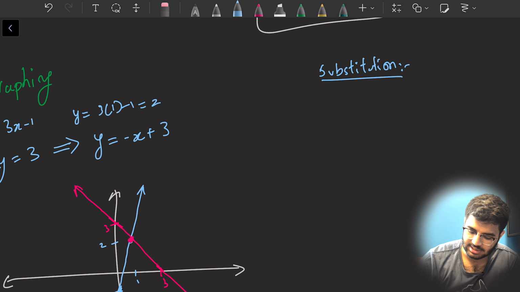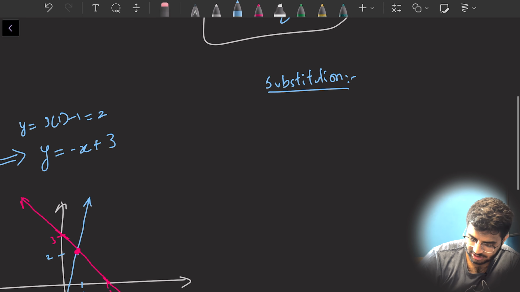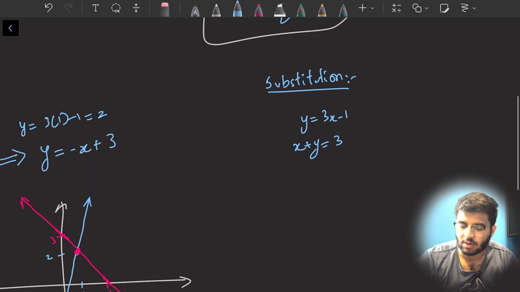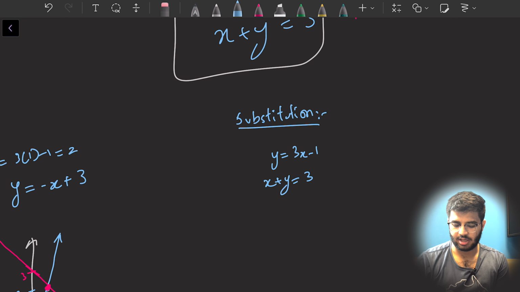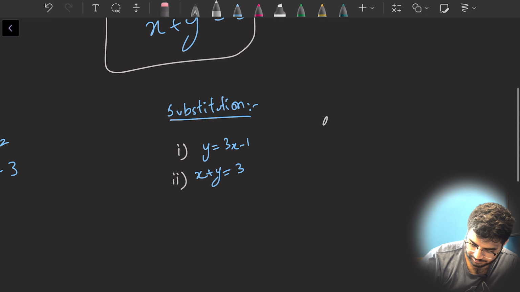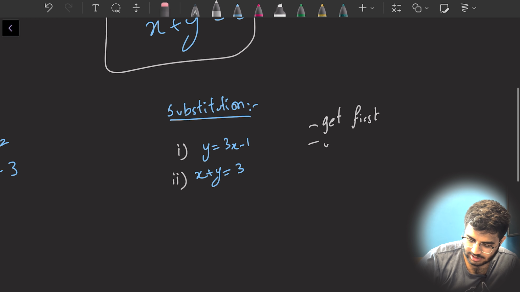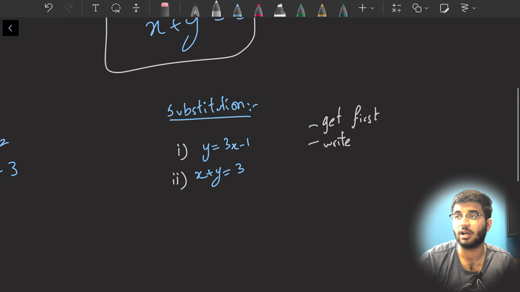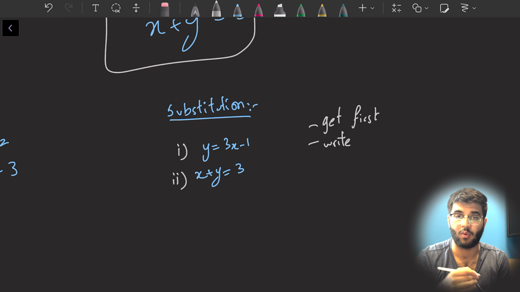And what you do is, really, you have these two equations, right? And you want to write either x in terms of y. Okay, so you want to get the first equation. Let's say this is equation 1 and this is equation 2. You want to get the first one and write it in terms of, so make either x or y the subject of it.